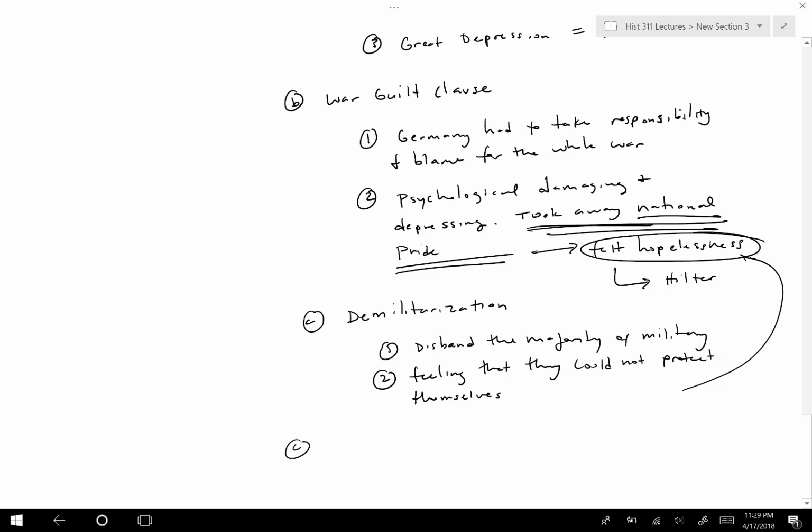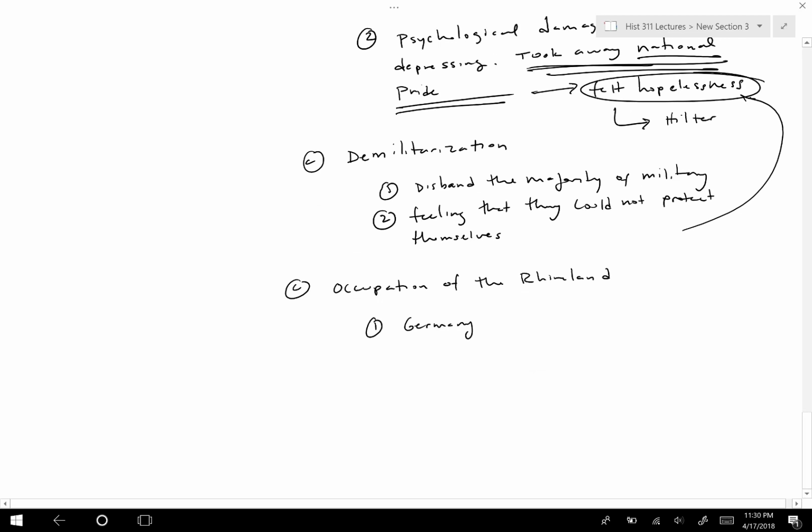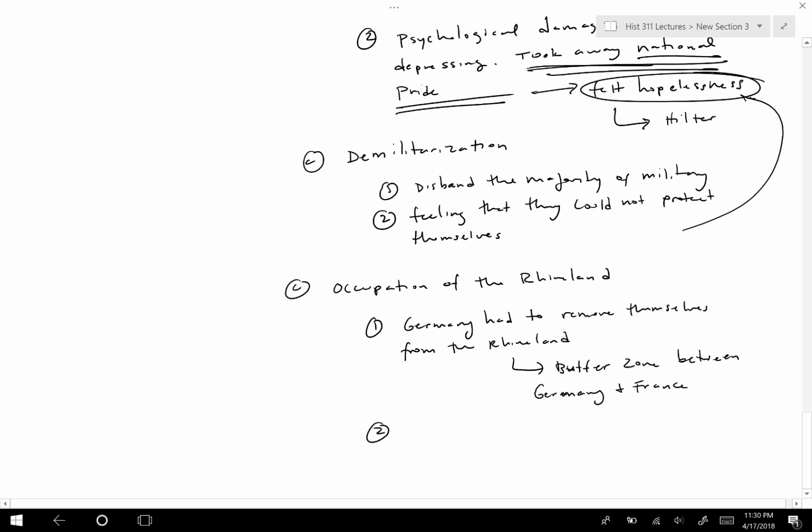And then the last one was occupation of the Rhineland. What this essentially said was that Germany had to basically remove themselves from the Rhineland, which was seen as a buffer zone between Germany and France. And you could have European occupation in that area. And this was another reminder of their loss and lack of control.